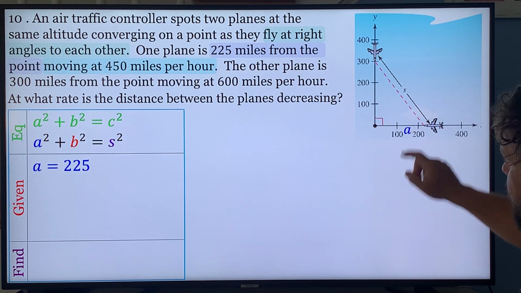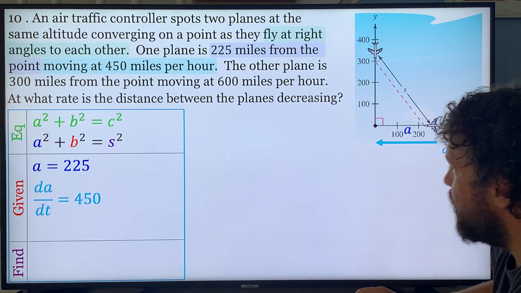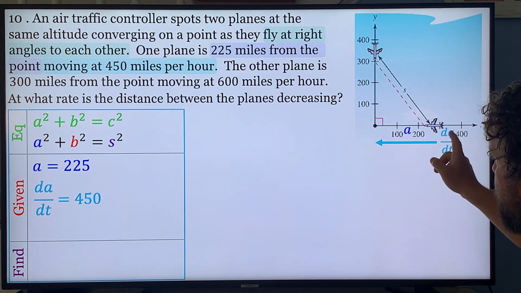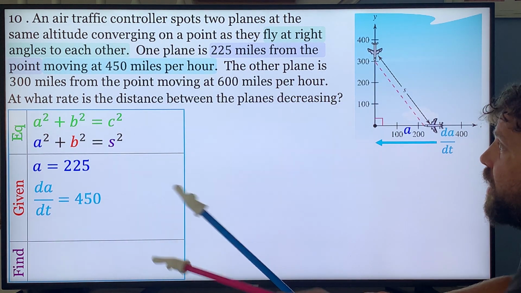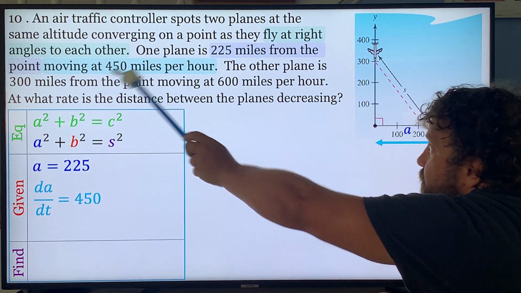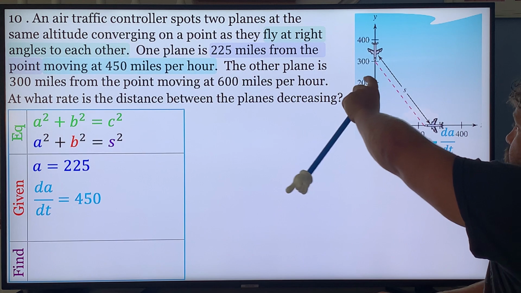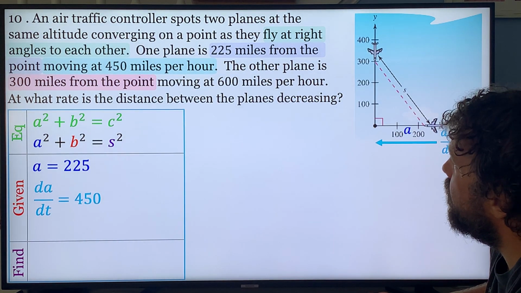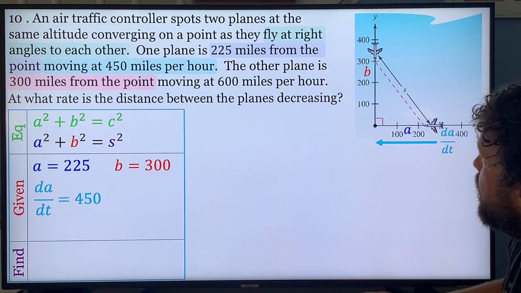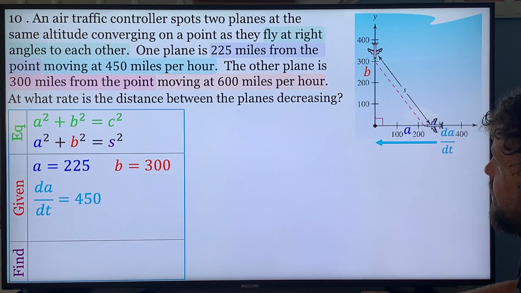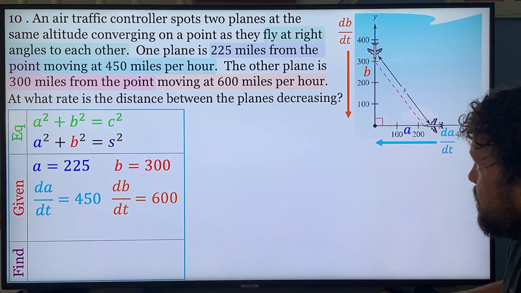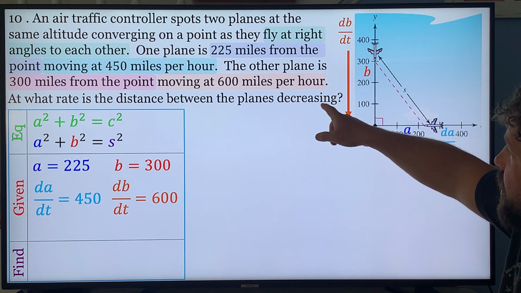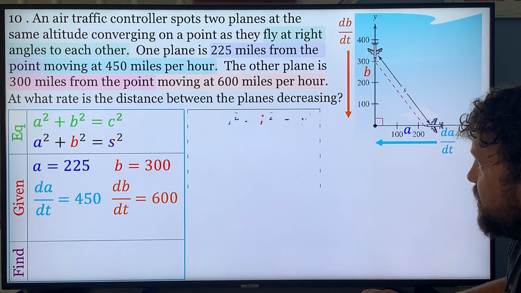It's dA/dt. A is the distance, and the rate is the distance over the time. The other plane is 300 miles away. What is that letter? B. So if this is B, now we're moving at 600 miles an hour. 600 miles an hour would be dB/dt. At what rate is the distance between the planes decreasing?